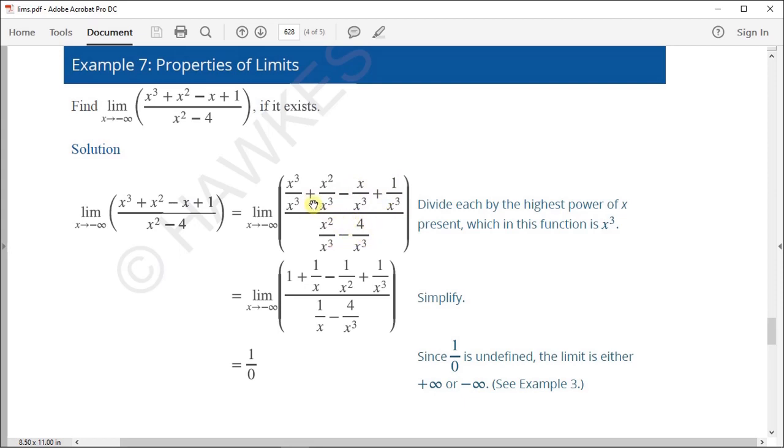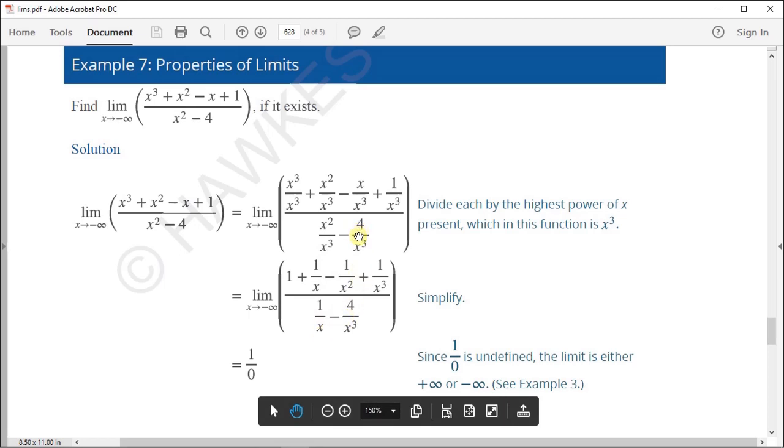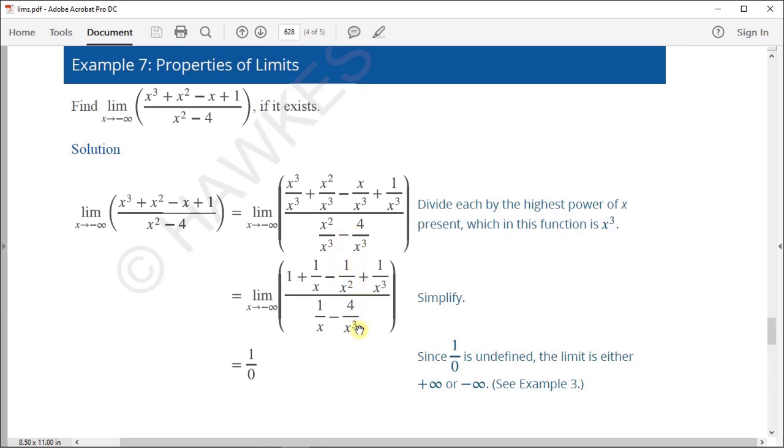All right, think of how it simplifies. X cubed over x cubed is 1, x squared over x cubed is 1 over x. Negative x over x cubed is negative 1 over x squared. 1 over x cubed doesn't simplify, so just bring it down. And then they're also dividing by x cubed on the bottom. So x squared over x cubed is 1 over x. 4 over x cubed doesn't simplify. Okay. Actually, negative 4 over x cubed.